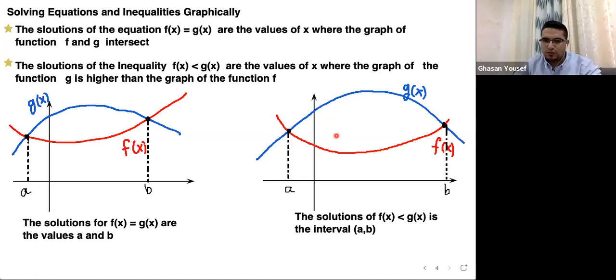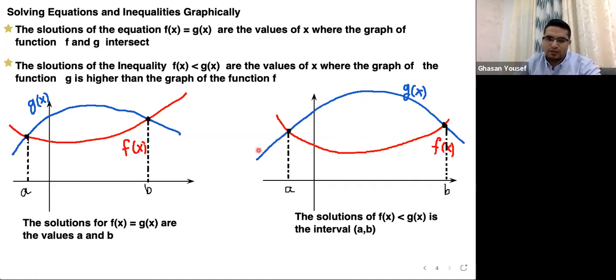So this means the solution will start from this point at the intersection A and end at this point B. And it should be an open interval because here we don't have equal. F of x is less than g of x, or g of x is greater than f of x, without the equal. So it will be an open interval, and all points between A and B make the function g of x greater than the function f of x, or above. Look here, above the red one.